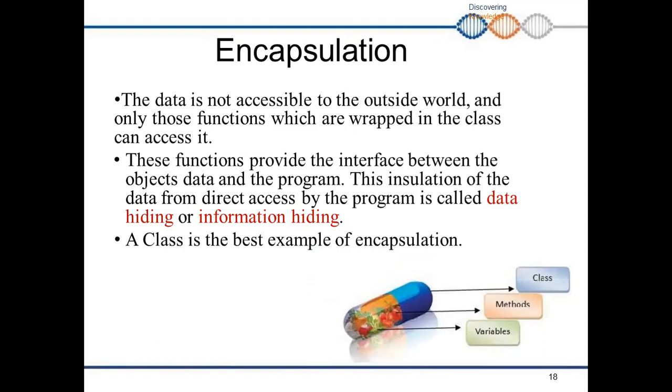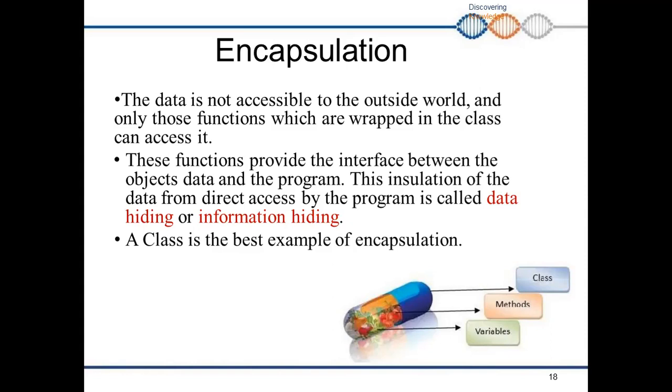So data is not accessible to the outside world, and only those functions which are wrapped in the class can access it. These functions provide the interface between the object's data and the program. This insulation of the data from direct access by the program is called data hiding or information hiding.